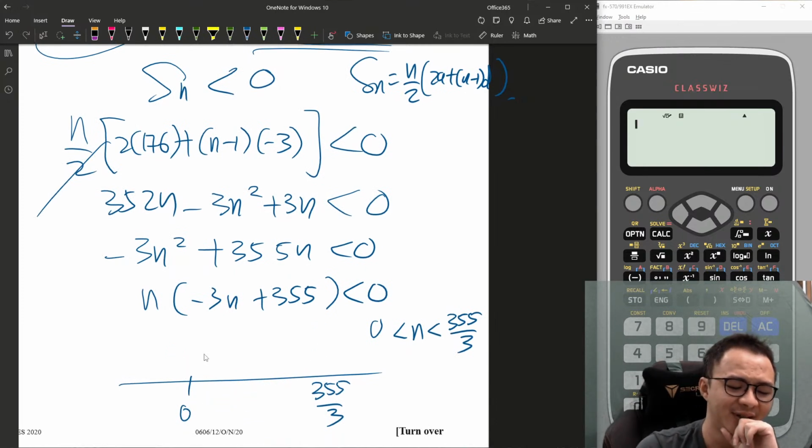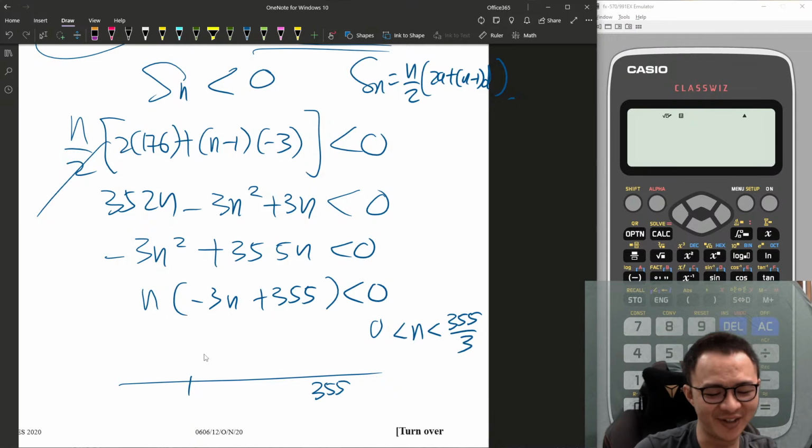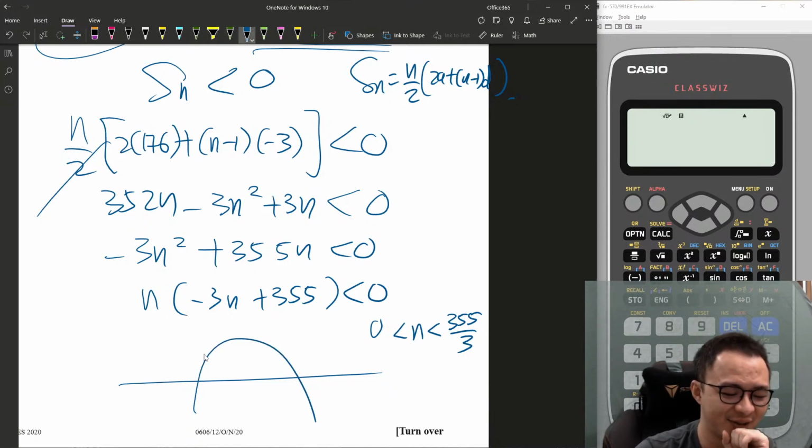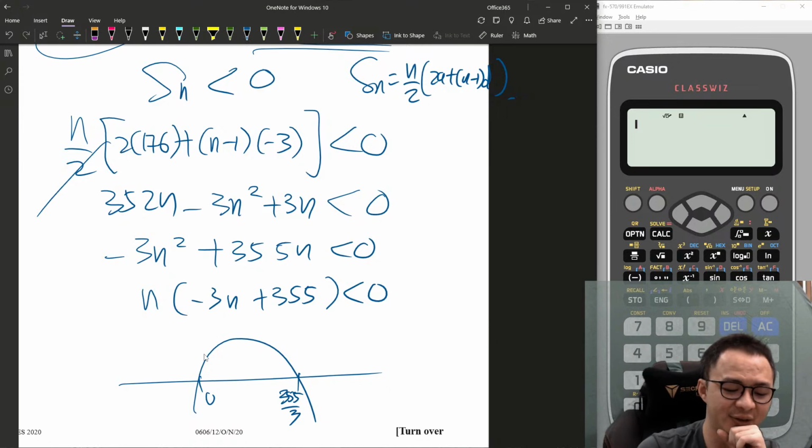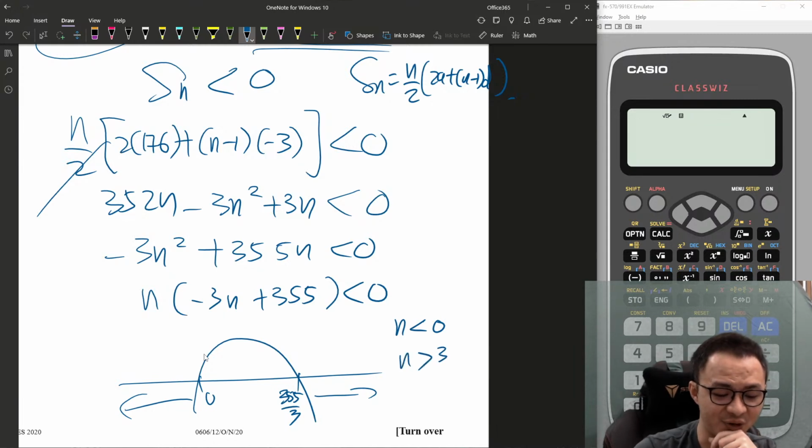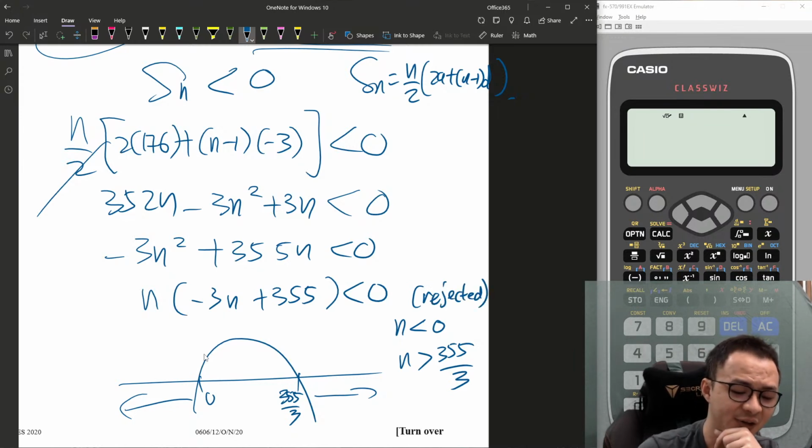No. My n squared graph is negative. So yeah, this is 0. This is 355 over 3. So less than 0, that means the graph will go in these two directions. One is n is less than 0, or n must be bigger than 355 over 3. Less than 0 is rejected. Why? Because n over here cannot be negative. So this one is rejected.